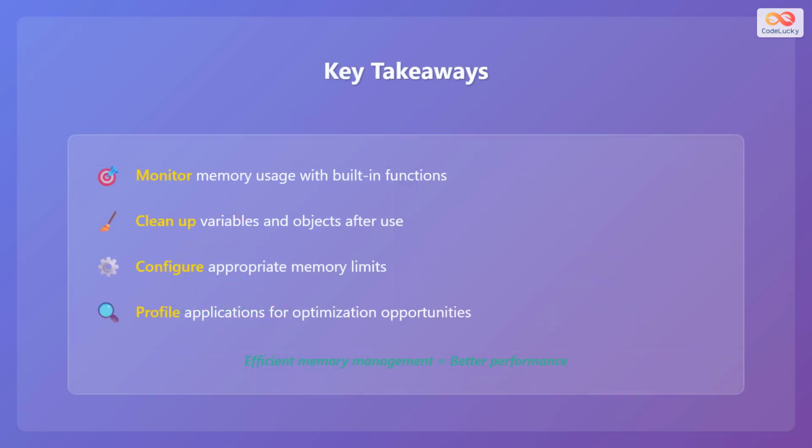Here are some key things to remember. Monitor memory usage with built-in functions like memory_get_usage and memory_get_peak_usage. Make sure to clean up variables and objects after use to free up memory, using the unset function or setting objects to null. Always configure an appropriate memory limit to prevent your scripts from consuming excessive resources. And profile your applications to discover optimization opportunities. Remember, efficient memory management leads to better performance.